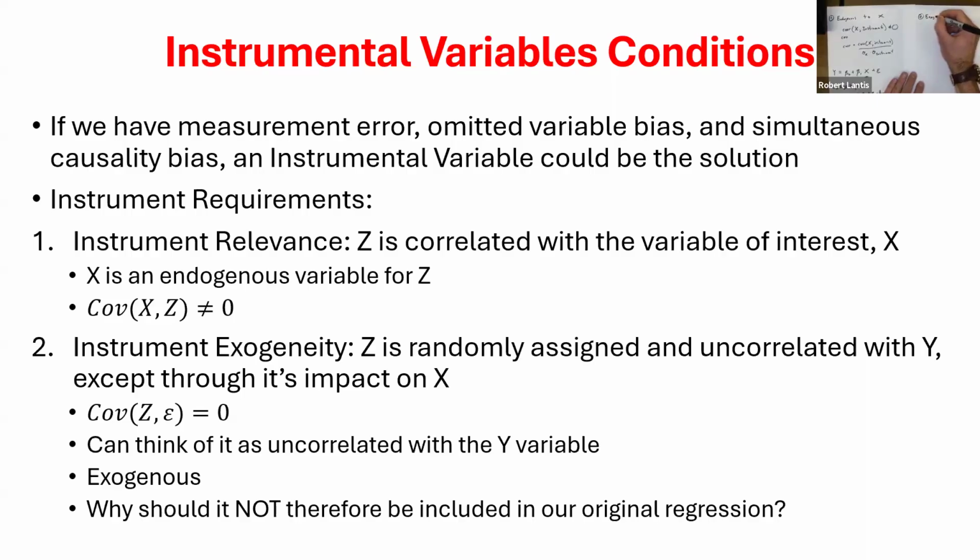needs to be exogenous to our y variable. So correlated with our independent x variable, uncorrelated with our y variable. For right now, we can just think about it as the covariance of y and the instrument is equal to 0. It's exogenous, doesn't impact y at all.